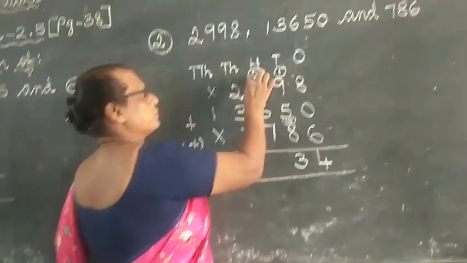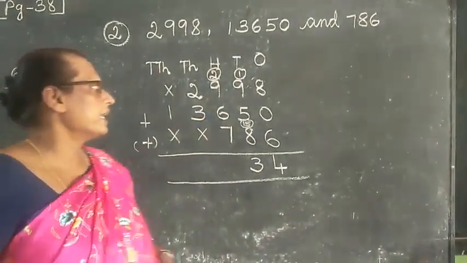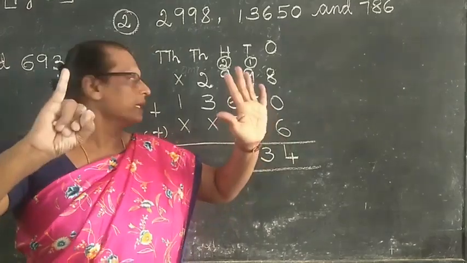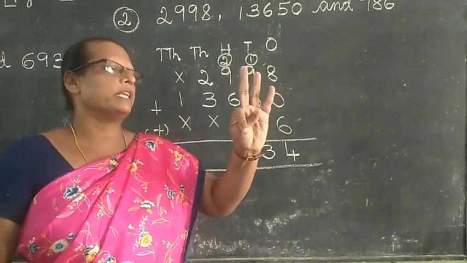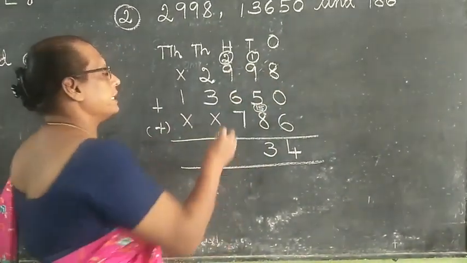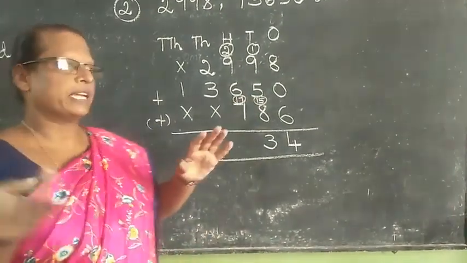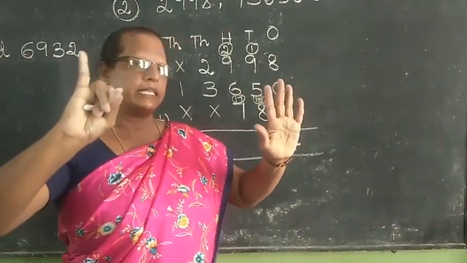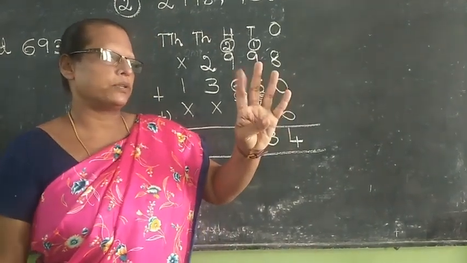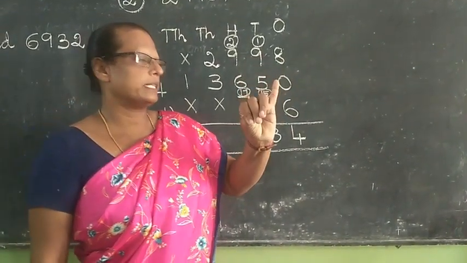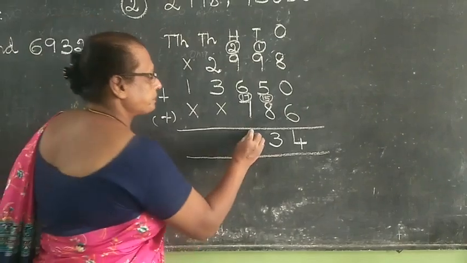So 9 plus 2, 11. 11 plus 6, 11 plus 6 what, children? 12, 13, 14, 15, 16, 17. So 17 in the mind and 7 in the fingers. After 17, 18, 19, 20, 21, 22, 23, 24.